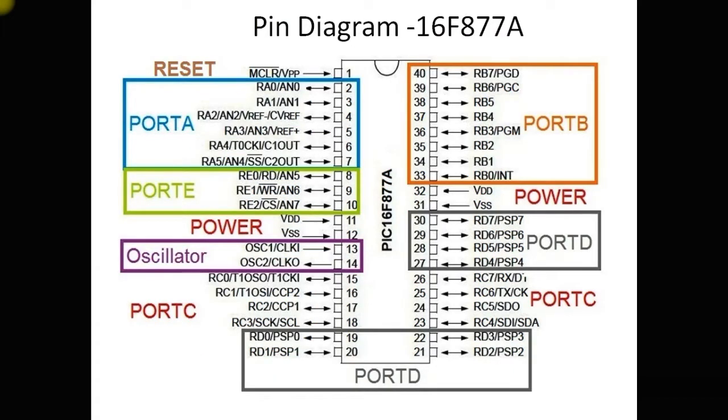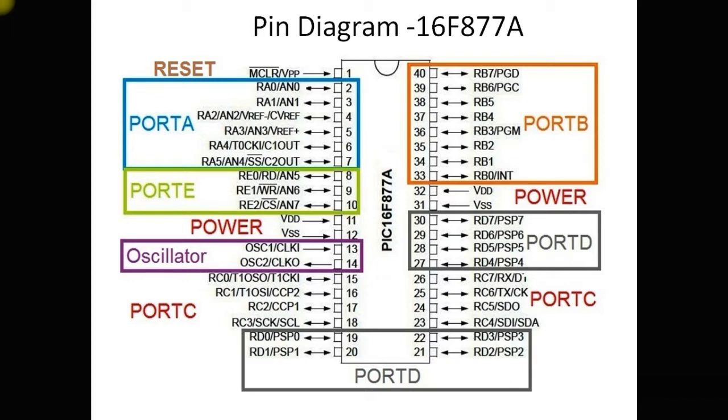We divide the entire pin diagram into several blocks like power, oscillator, reset and ports. In the power block, we give +5 volts to the corresponding pins like 11, 12, 31, 32. Reset is pin number 1, used to reset the entire microcontroller. For the oscillator, pins 13 and 14 are used to connect the crystal oscillator. Through the crystal oscillator, we provide the clock signal to the microcontroller.